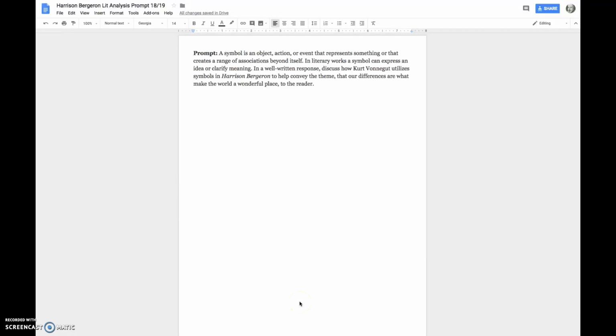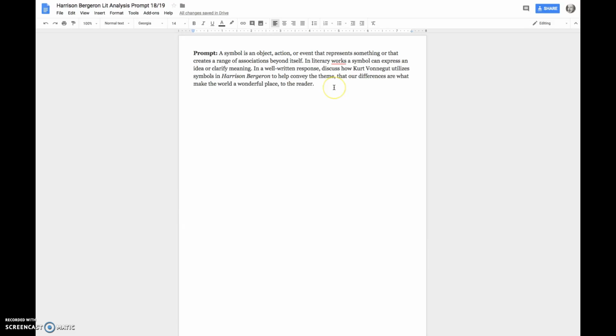Oftentimes, when you are dealing with literature analysis, you're going to be given a prompt, and that prompt is going to guide what you want to write. And so, our introduction needs to address the prompt, and it's really important that it does. So, this is the prompt that you've been given, or a prompt similar to the one that you've been given.